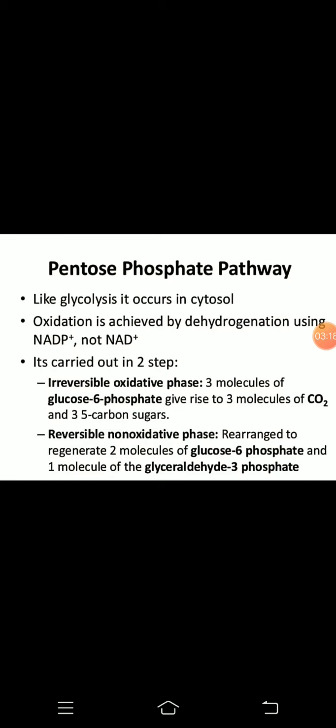Now this pathway is carried out in two different stages, the oxidative phase and the non-oxidative phase. The oxidative phase is a totally irreversible phase, and the non-oxidative phase is totally reversible. We'll go one by one. So what is the starting material for this PPP pathway? The starting material here is glucose 6 phosphate.